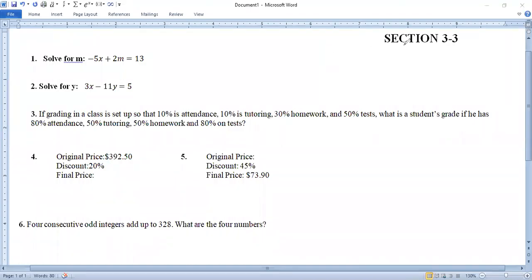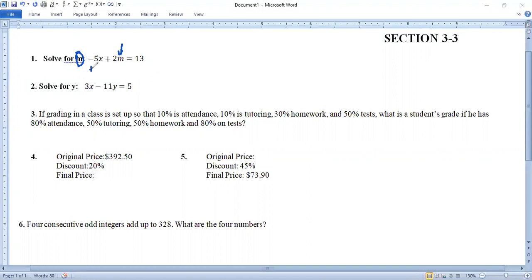Here we are in section 3-3 with the solutions to numbers 1 through 6. Number 1, it says solve for m. We're trying to get m by itself, and there's m right there. So first we go through, are there any fractions? No. Are there any decimals? No. Are there any parentheses? No. Are there any multiple m's? No. So we're down to the last two steps of our process.